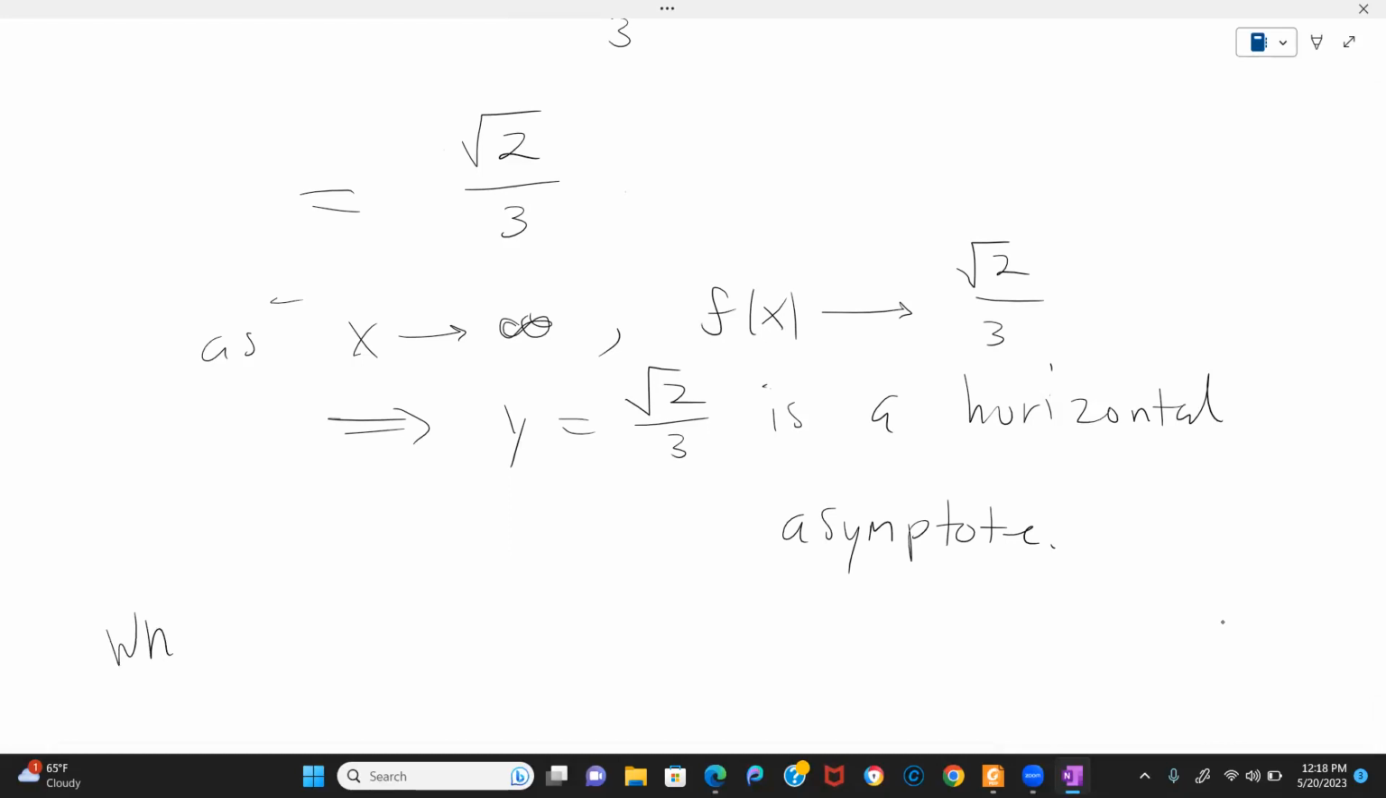Now, and I'll leave this to you, what about when x goes to negative infinity? You have to consider that case as well. Well, I'll just leave it at that for now.